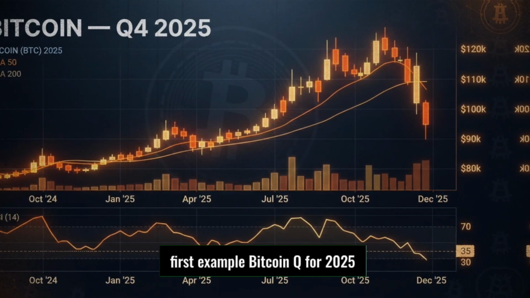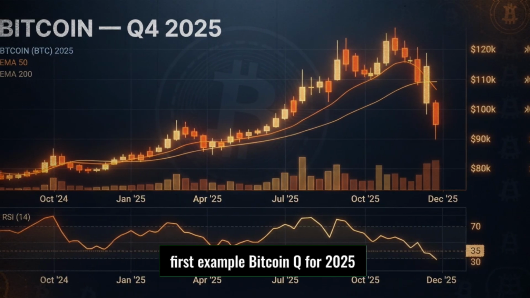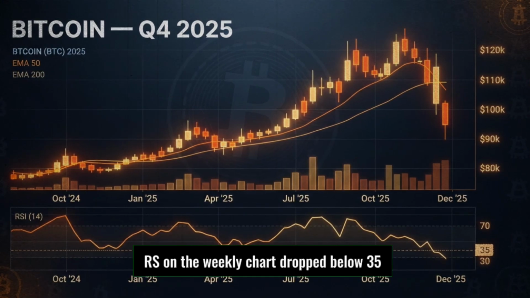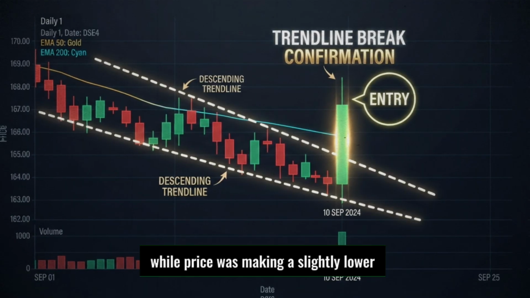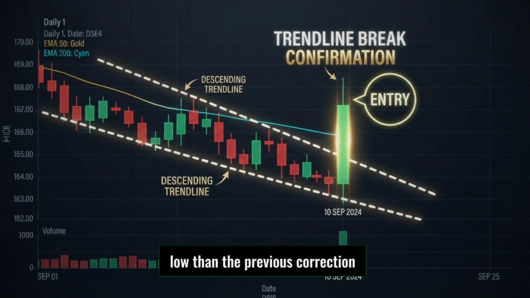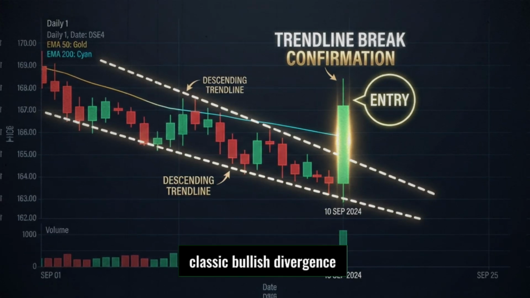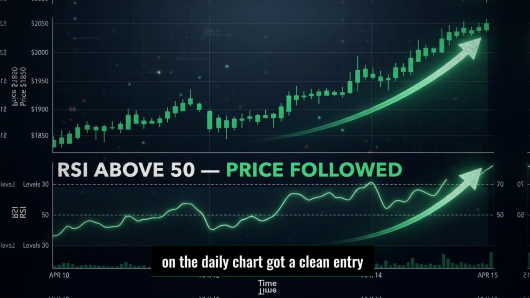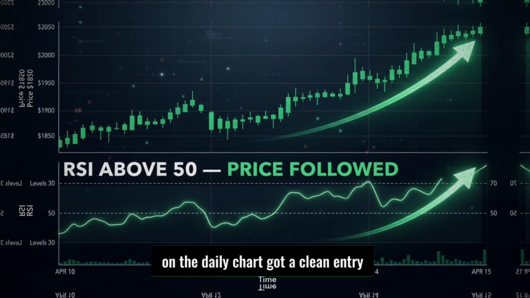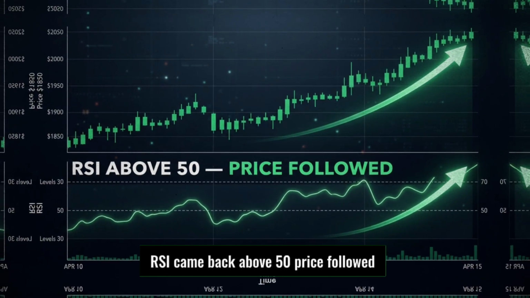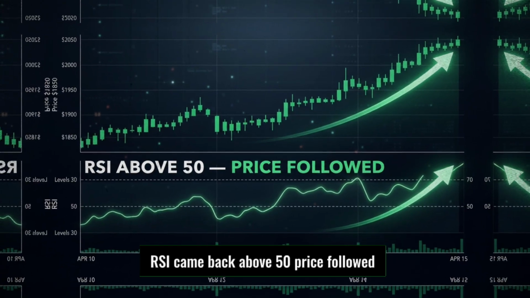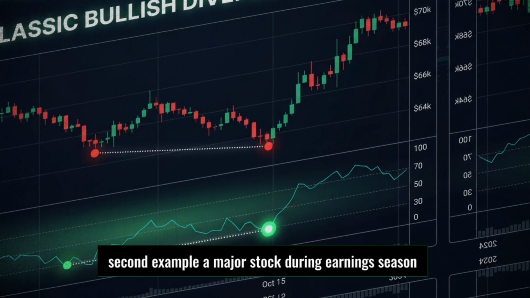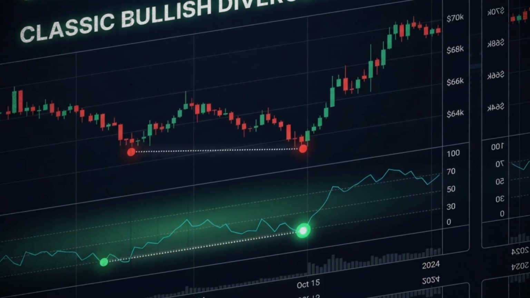First example, Bitcoin, Q4 2025. RSI on the weekly chart dropped below 35, while price was making a slightly lower low than the previous correction. Classic bullish divergence. Traders who waited for a trendline break on the daily chart got a clean entry. RSI came back above 50. Price followed. Second example, a major stock during earnings season.